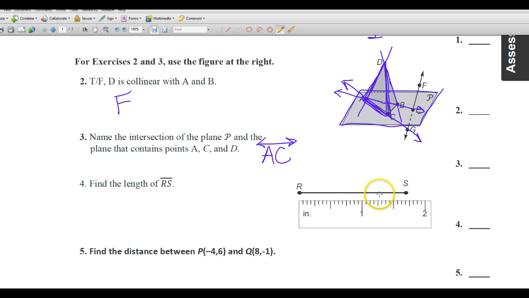Number 4, find the length of RS. We're measuring in inches. Our increments are 16ths. If I count starting at 0, 1, 2, and so on over, I will notice that there are 16 marks. We're past 1, so we have 1 inch, and then we just count over 1, 2, 3, 4, 5, 6, 7, 8, 9, 10, 11. So my answer is 1 and 11/16 inches.